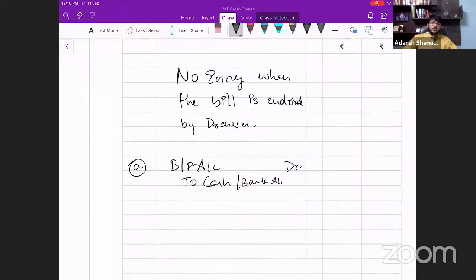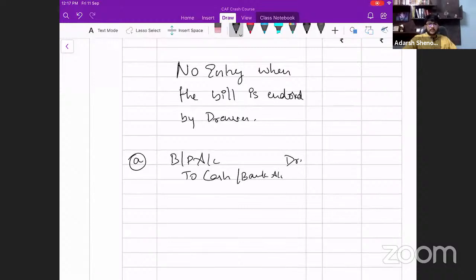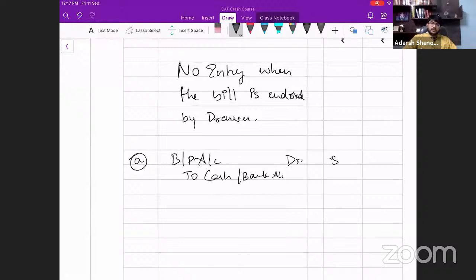It doesn't make a difference to whom I'm going to pay. Cash or bank is going to be credited over here because I'm paying in cash. How much is the amount? 50,000 rupees is the amount. Being bill honored on the due date.